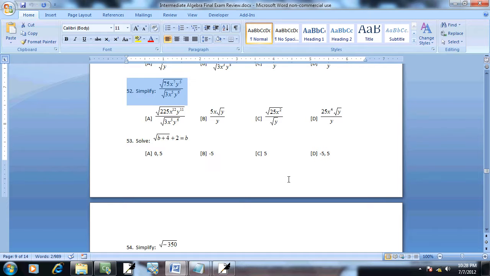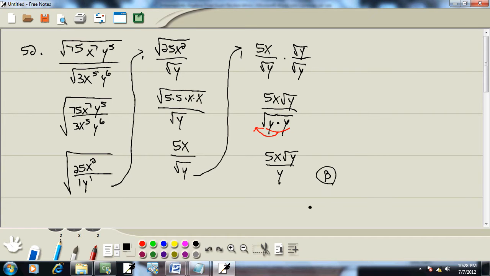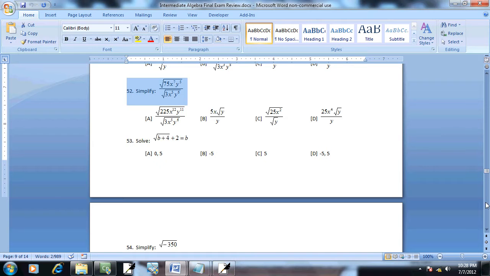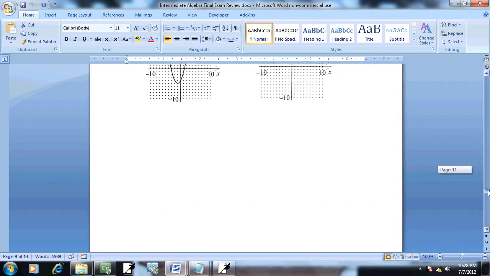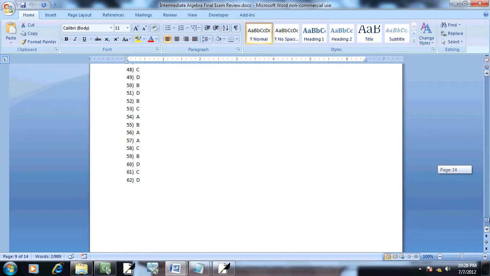So 5x square root of y over y looks like B. So 52b. 52b. That checks.